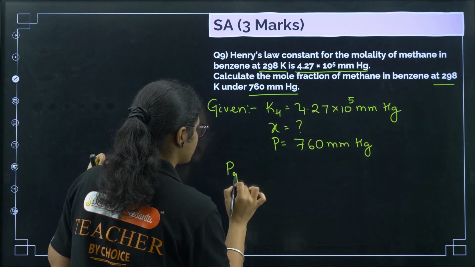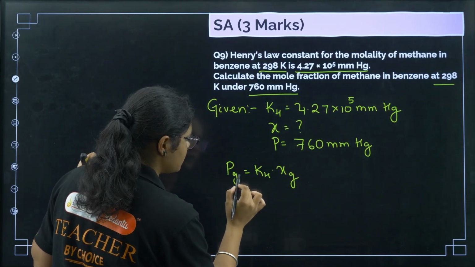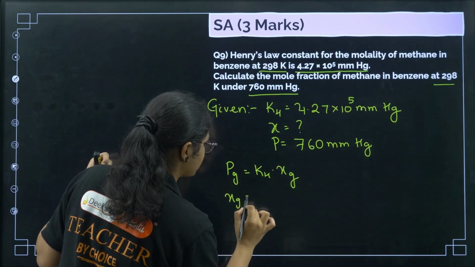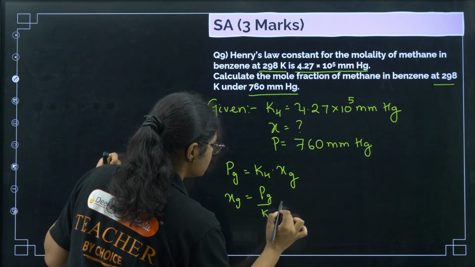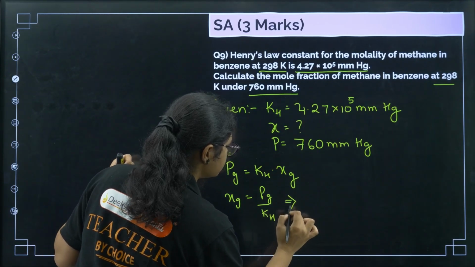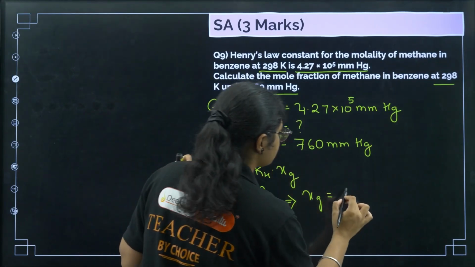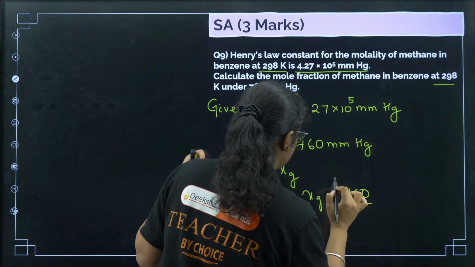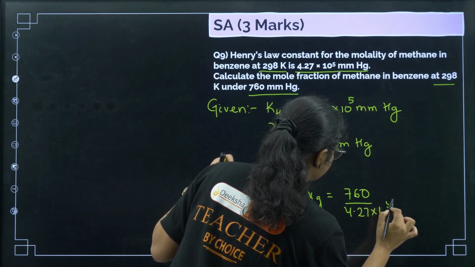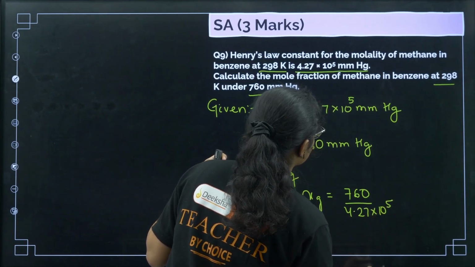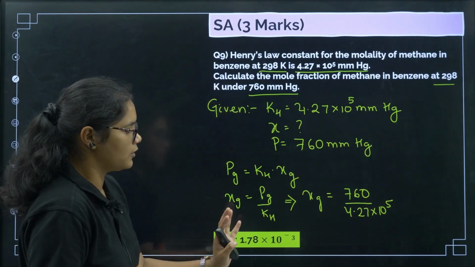Okay, so now first write the formula. What we have? P of the gas is equal to Kh into mole fraction of the gas. I need X of the gas, so that will be equal to P of the gas by Kh value. So I'll substitute now: mole fraction of the gas will be equal to P of the gas, which is 760, and Kh value is 4.27 into 10 to the power of 5. Okay, clear? Now if you solve this, we'll be getting around 1.78 into 10 to the power of minus 3.